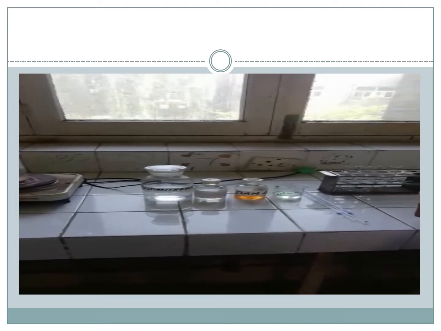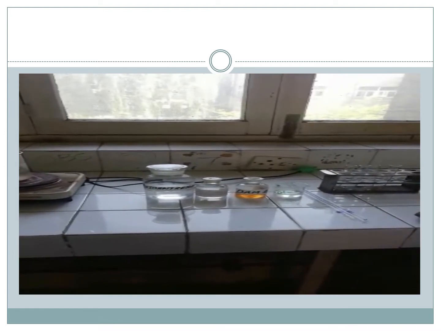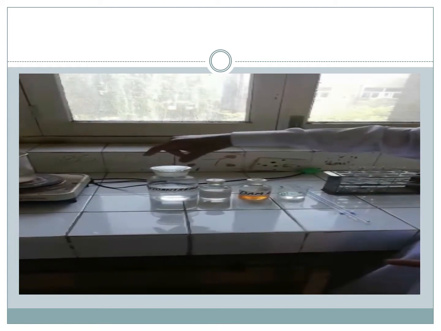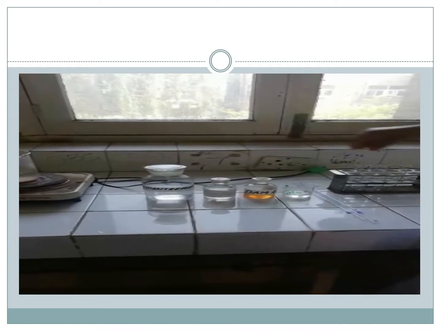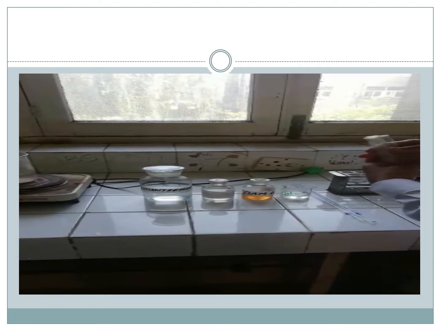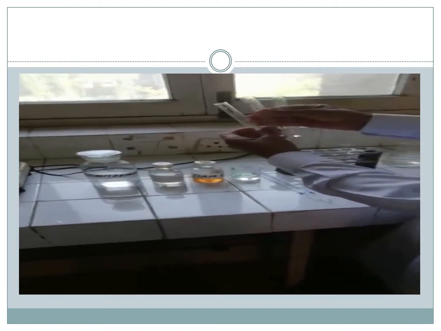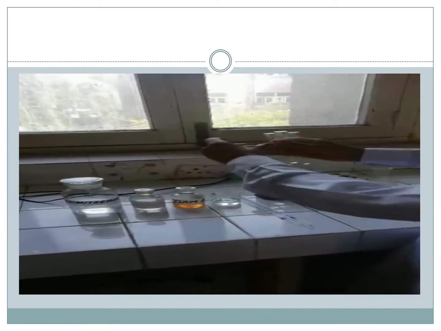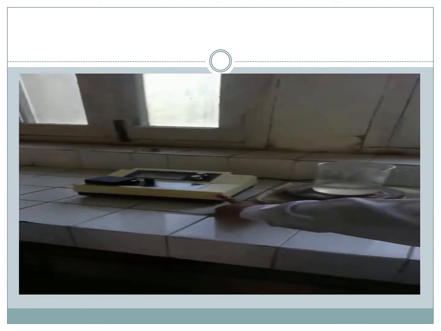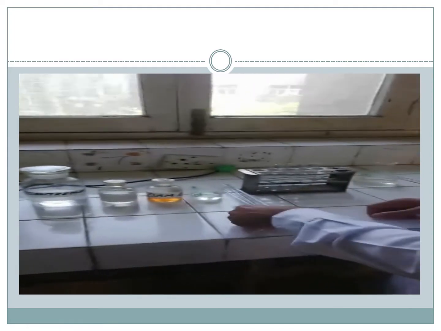What is DAM? DAM is diacetyl monoxime. Apparatus is we have to take 3 test tubes and mark them as S for standard, U for unknown and B for blank. A colorimeter, pipette, micropipette, disposable syringe and a boiling water bath.